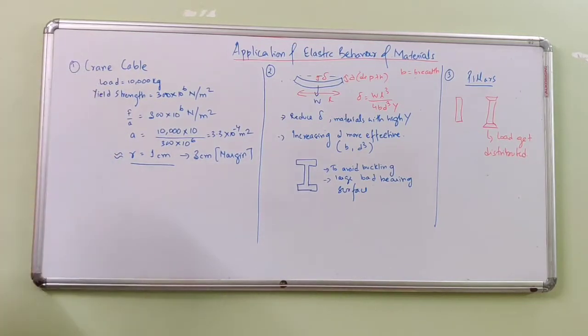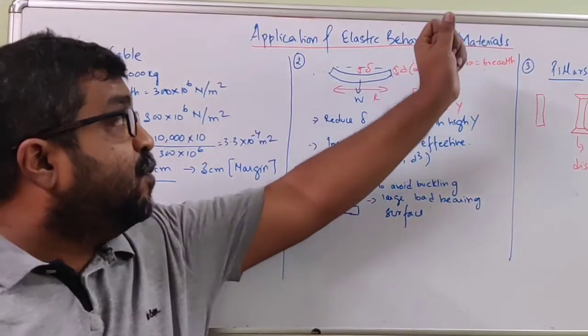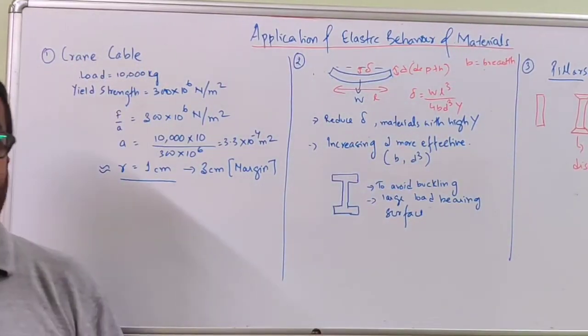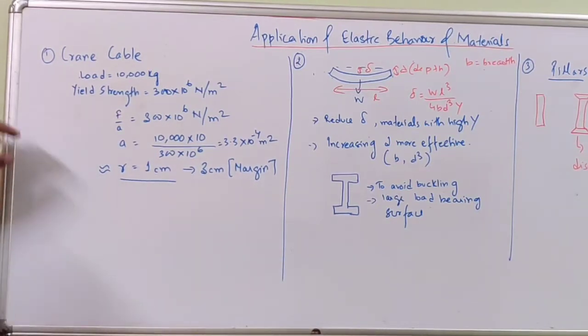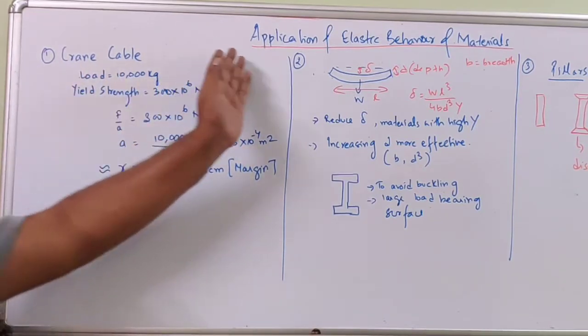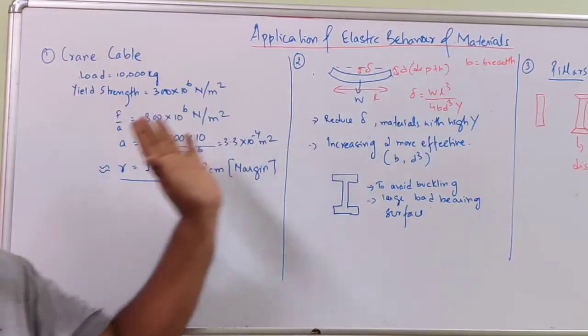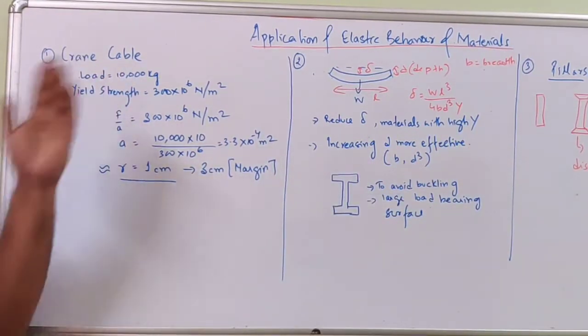In this video we are going to talk about a very small topic, that is the application of elastic behavior of materials with regard to the chapter Mechanical Properties of Solids. Basically, this application of elastic behavior is a discussion of three examples. So the first example is the crane cable.